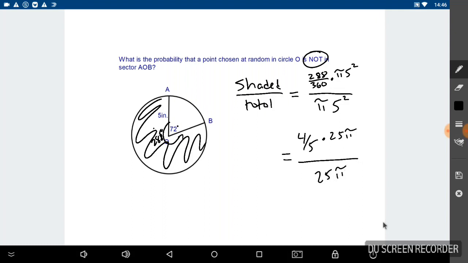Now it's just algebraically simplifying. You can reduce this, the 5 and the 25, multiply straight across, and you got 20 pi's over 25 pi's. Pi's cross out. And of course, the chance that you would be in the shaded region, you got 4/5 or an 80% chance. And that's a wrap, people. Peace.